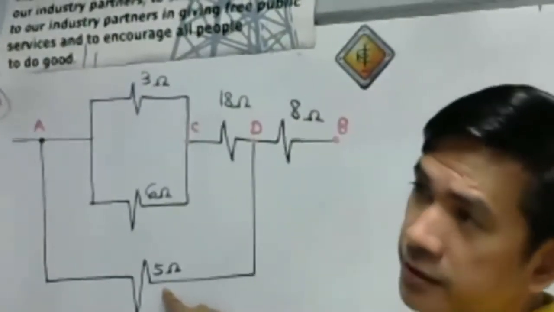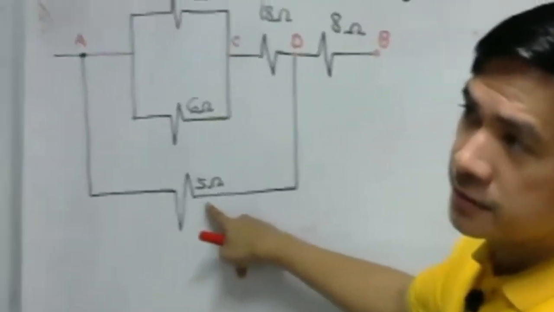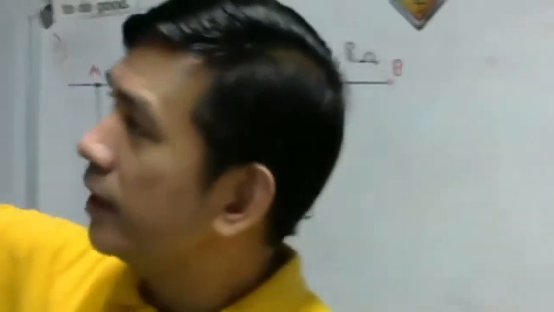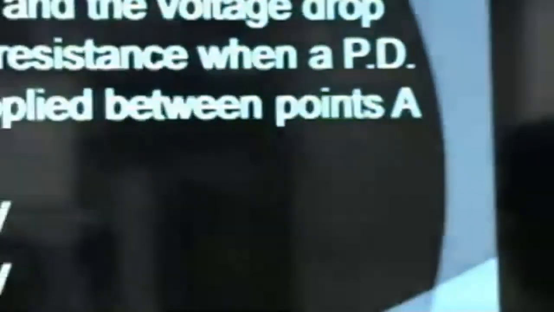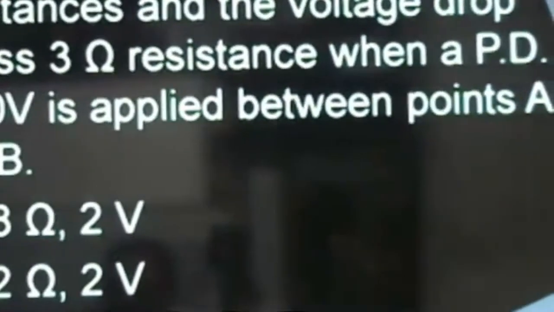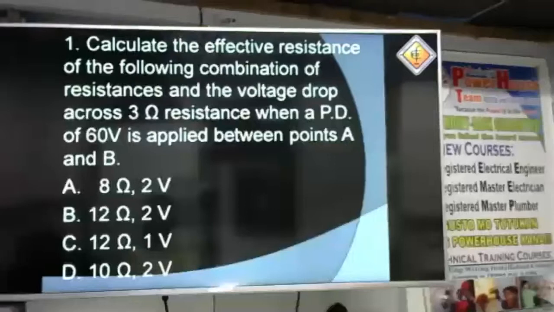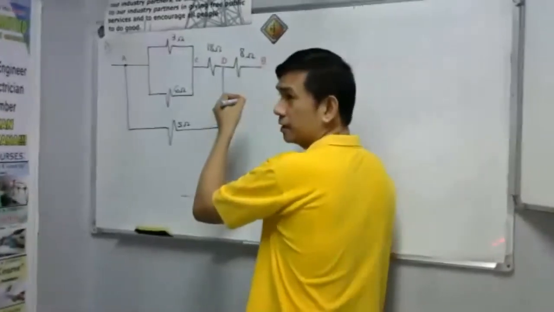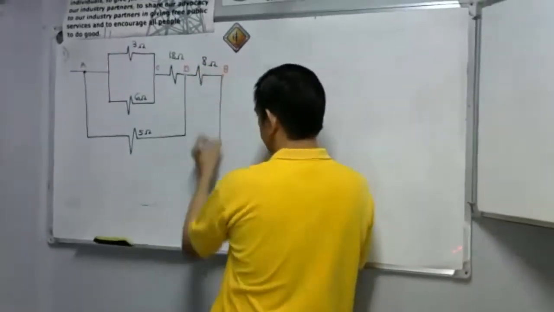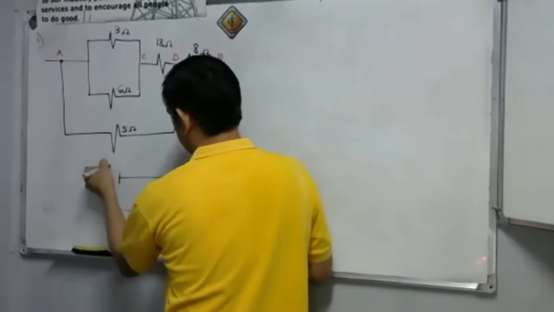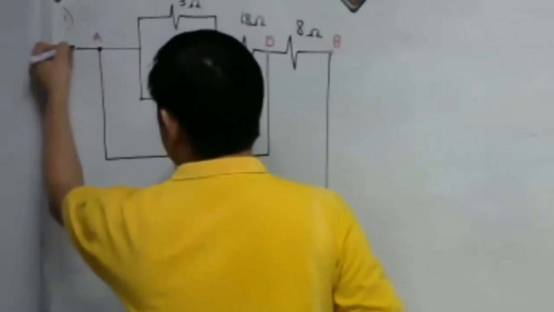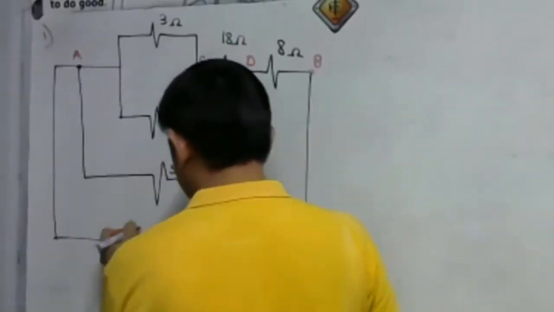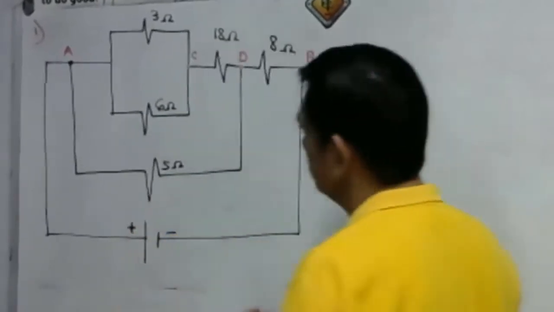It says in the problem that a potential difference of 60 volts is applied between points A and B. So we have point A and point B. Basically, this is our 60 volts. This is the positive terminal, this is the negative terminal.